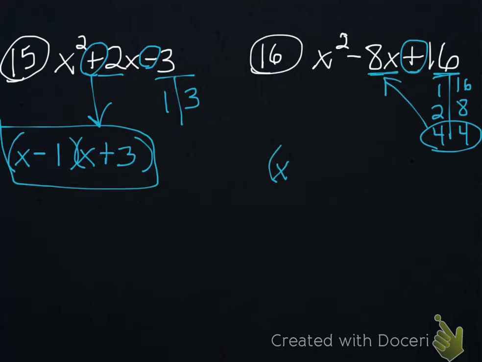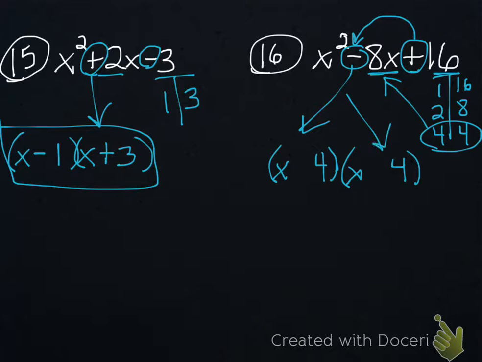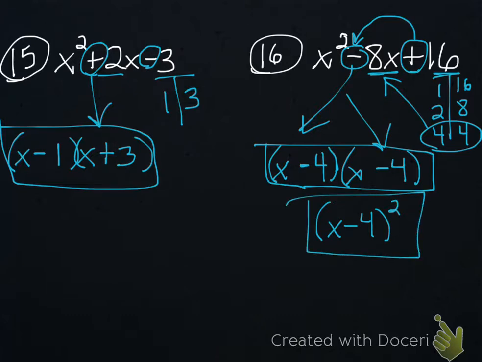Write your binomials. X is in front, 4 is at the end. They're both the same number. That's okay, because the 16 is positive, so they both get the same sign as the middle, which is a negative. Now I could rewrite this. What could I write it as? X minus 4 squared, because they're both the same.